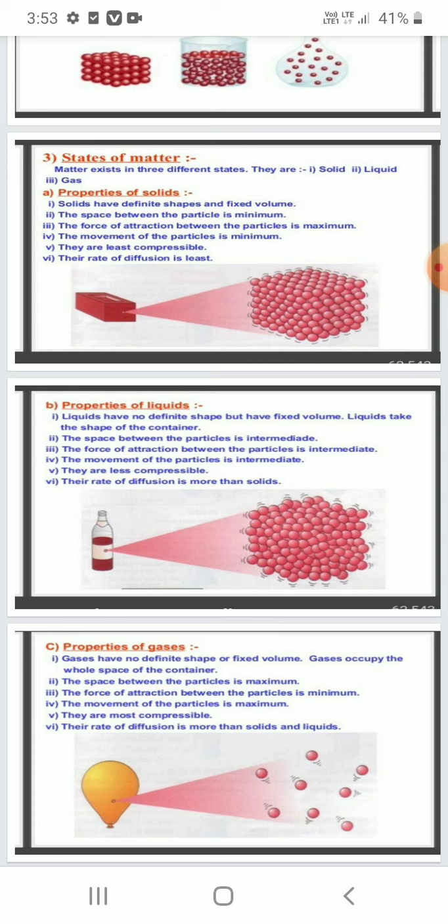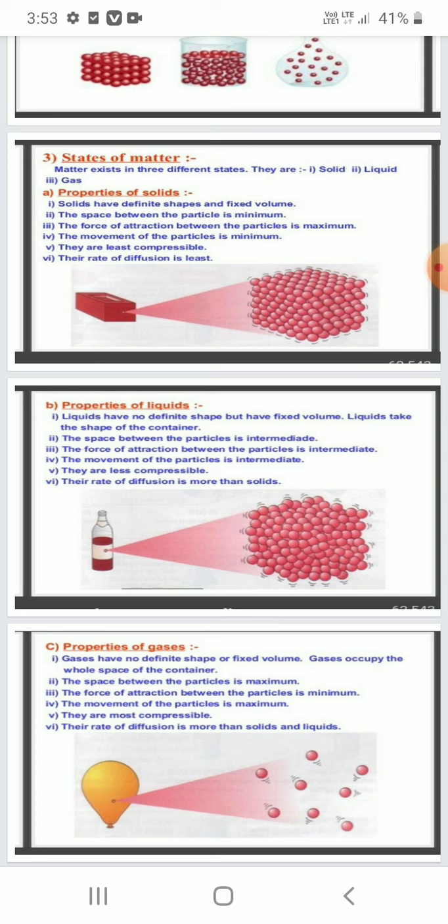The space between the particles is intermediate, meaning between solids and gases. In gases you can see a lot of space, but in liquids there will be intermediate space, not like that of a solid, not like that of a gas. Then the force of attraction between the particles is also intermediate, between solids and gases. Then the movement of the particles is also intermediate.